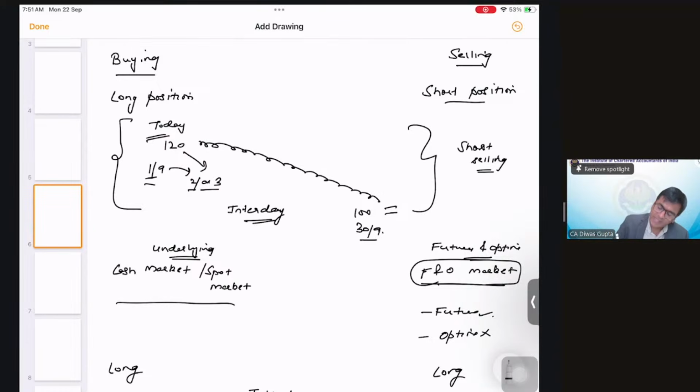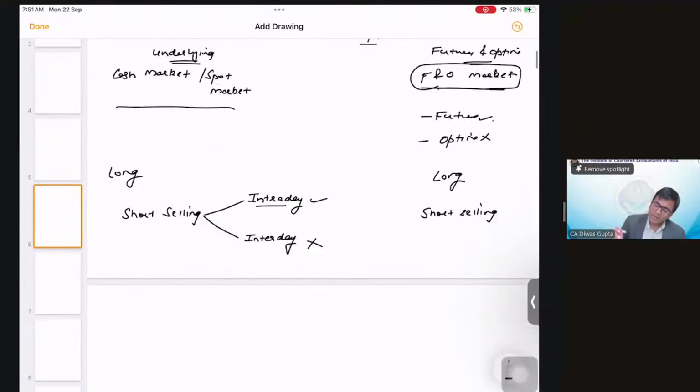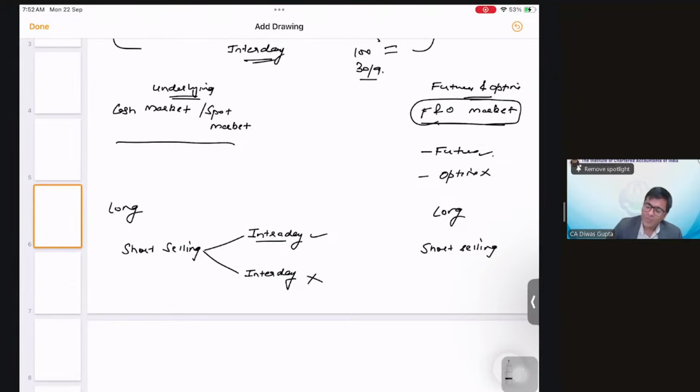Interday means that one day you are purchasing and after some days you are selling, right? So interday it is not allowed, because if today you sell it and after 5 days you purchase it, you don't have something to deliver. However, in the futures market, short selling is very much allowed, because in this case, by selling the future, you don't need to deliver the shares, because future is totally separate from the shares. I hope you're getting my point.